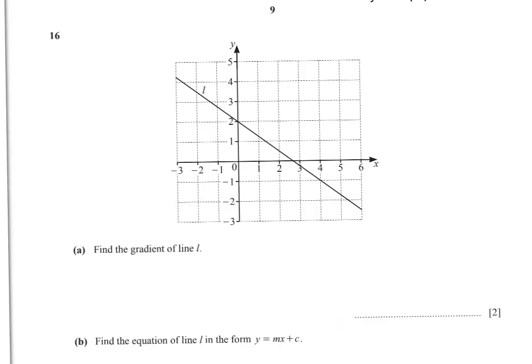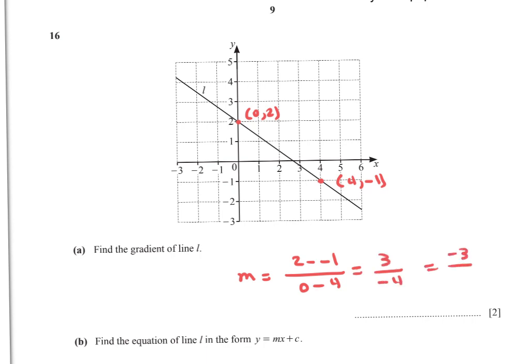Number 16, find the gradient of line L. You can find the gradient in two ways: (y2 minus y1) over (x2 minus x1), or rise over run. If we consider two points, the first point is (0, 2) and the second point is (4, negative 1). So the gradient is 2 minus negative 1, over 0 minus 4. So 3 over negative 4, or negative 3 over 4. This is the gradient. Or you can use rise over run. So make this triangle first.